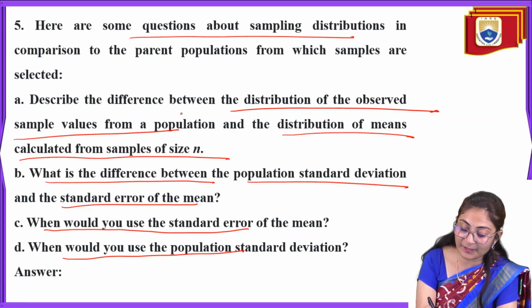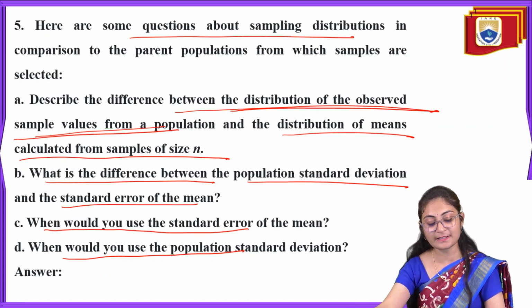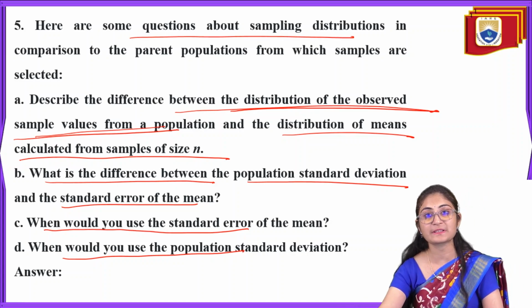First one is the difference between the distribution of the observed sample values from the population and the distribution when calculated from sample size n.